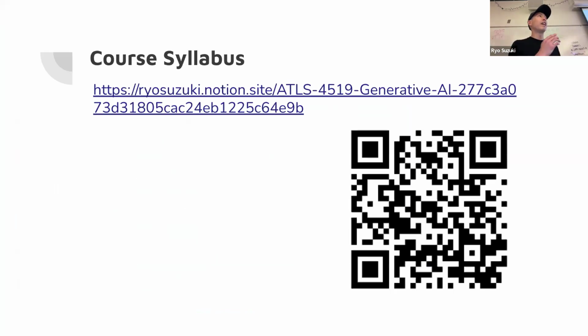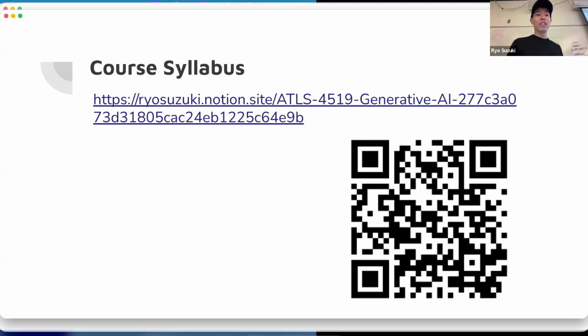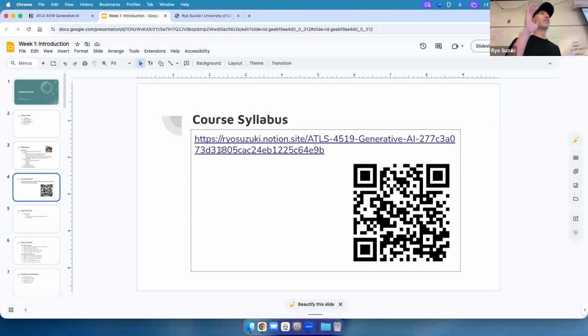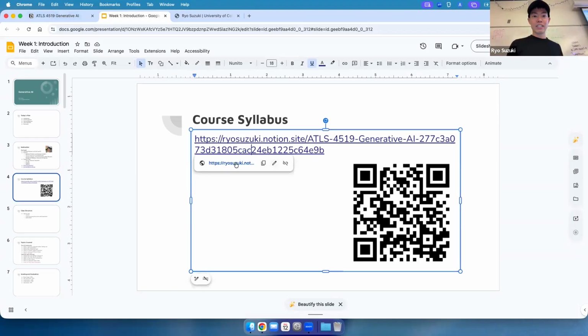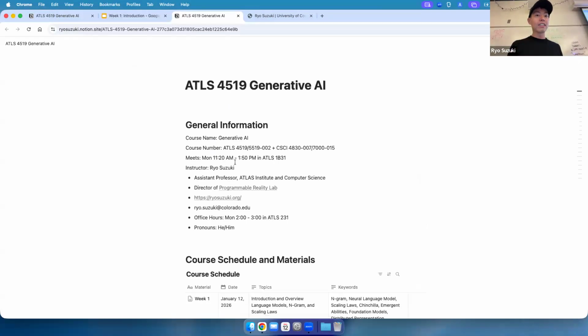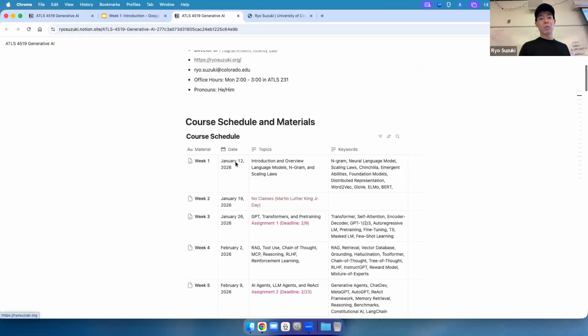For the course syllabus, I've already uploaded it to Canvas. But I realized the computer science CSCI course is not properly set up on Canvas, so I'm asking them to fix it. Mostly we use the syllabus on Notion, and Canvas is only for assignment uploads. This is the link, and you can see all of the information here.